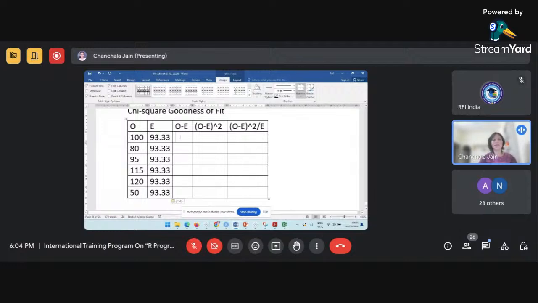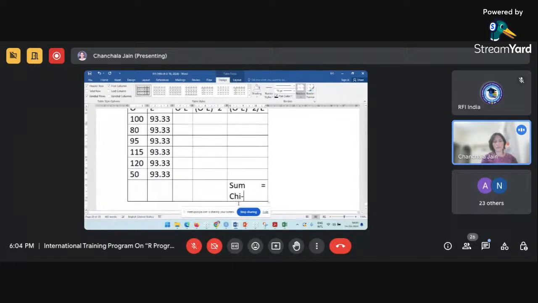Then we will take the difference O minus E, which will come in the next column. Of that difference, we will take the square, and the square will be divided by this expected count. When you sum this column, the sum will give you the value of chi-square. Is it fine, sir? Yes, ma'am.